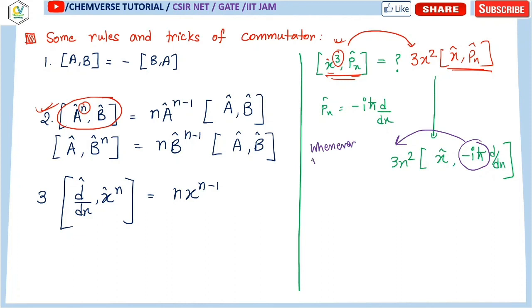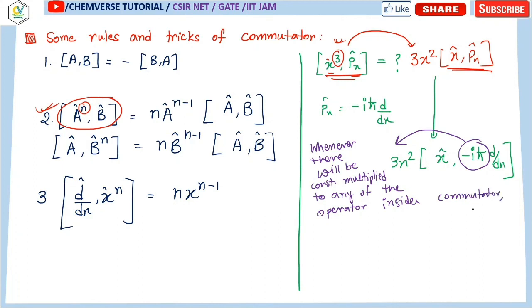Whenever there is a constant multiplied to any of the operators inside the commutator, we will take it out. Okay.